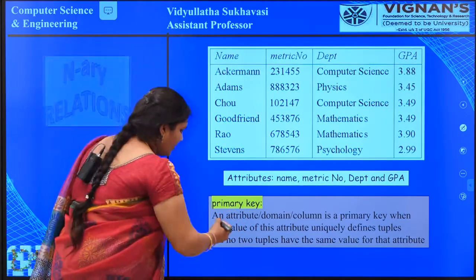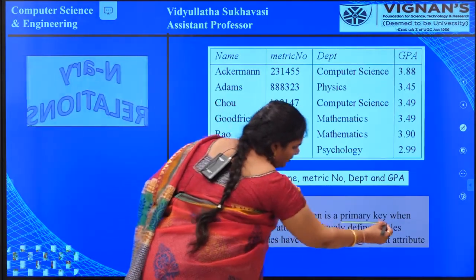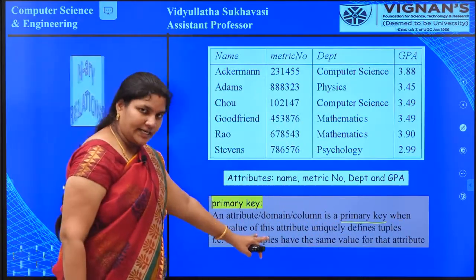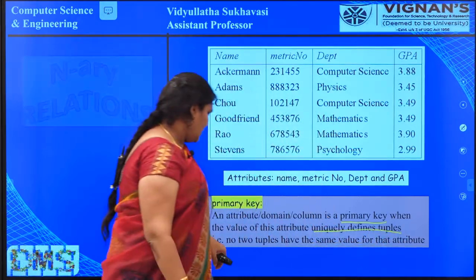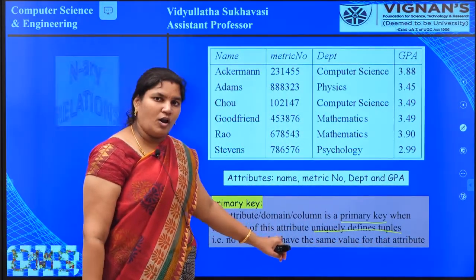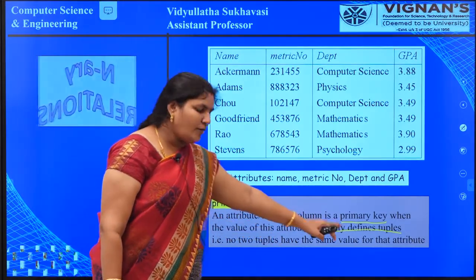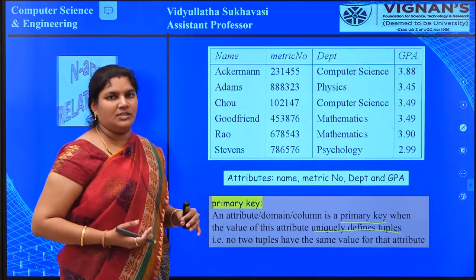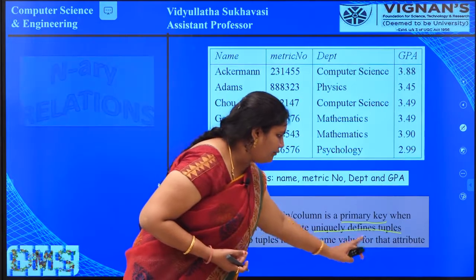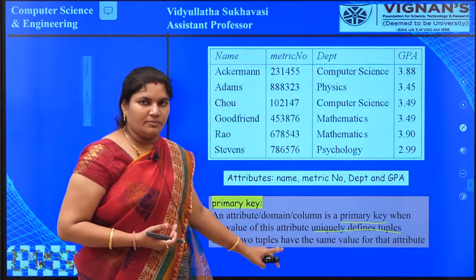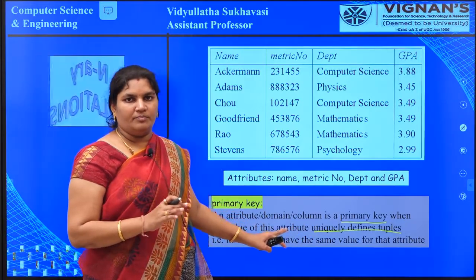So see here, primary key. An attribute, domain, or column is a primary key when the value of this attribute uniquely defines tuples. With the help of that we are going to define the other elements in the table. No two tuples have the same value for that attribute. Unique means no common element will be there in that primary key column.